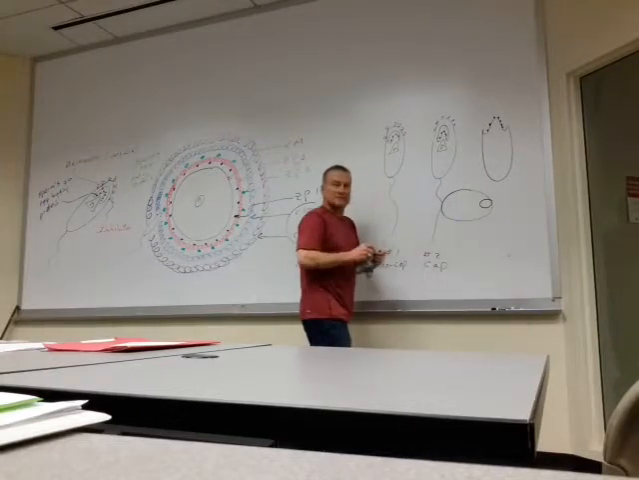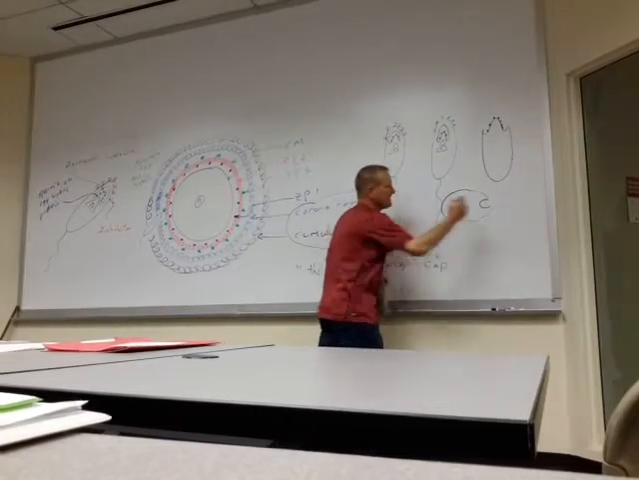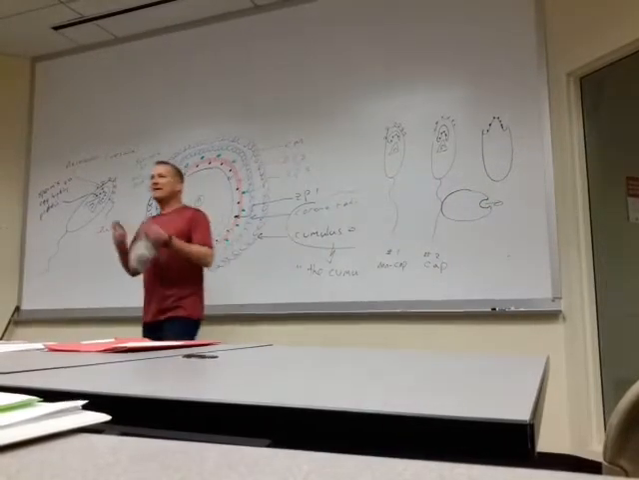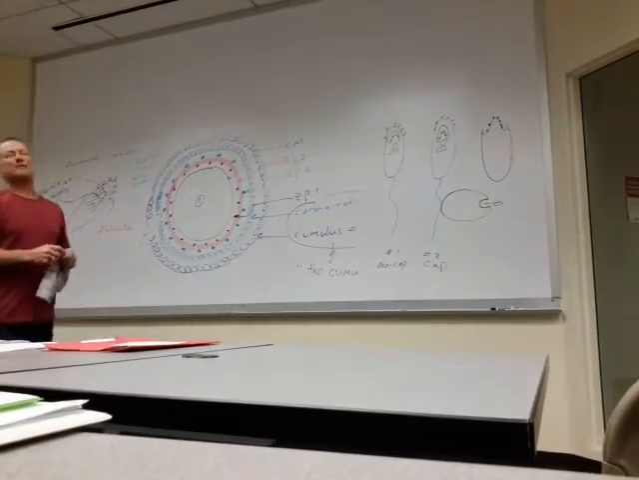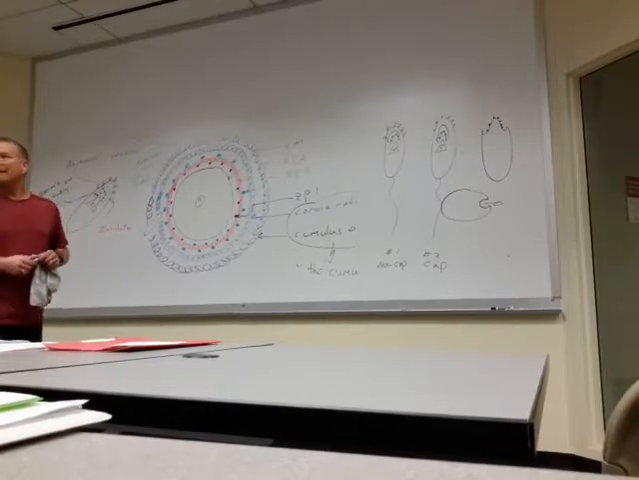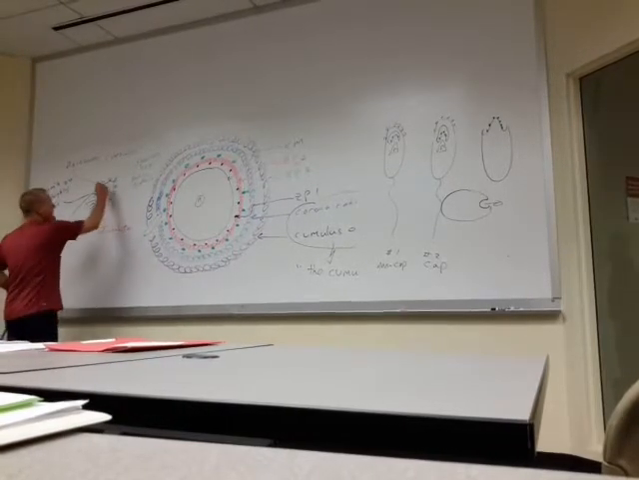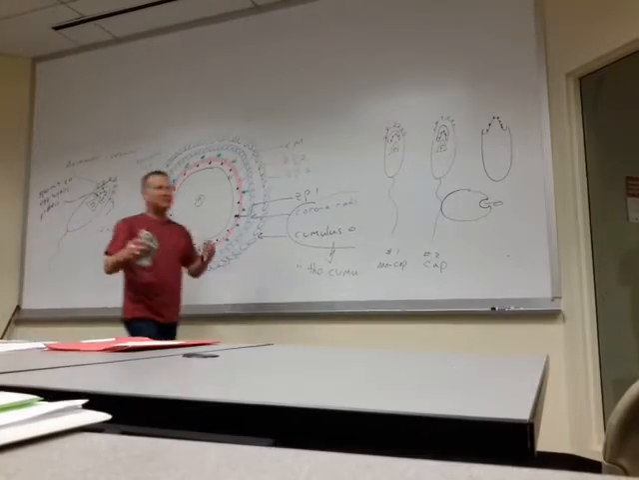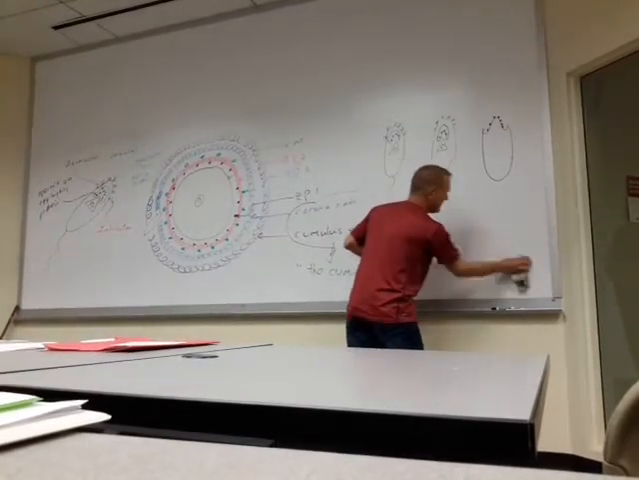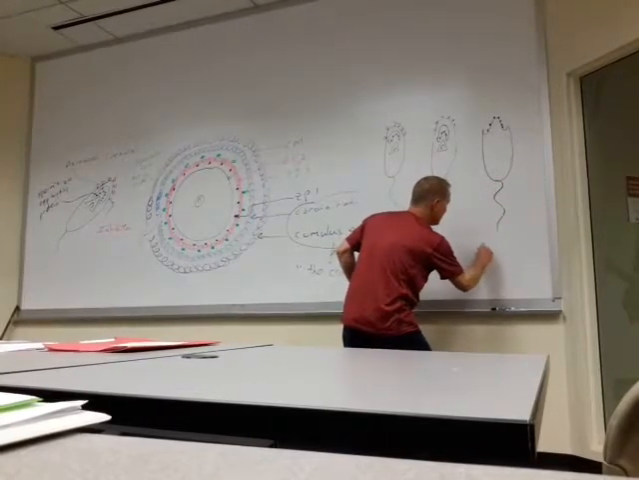A vesicle fused with the membrane, rearrangement in the membrane, vesicular contents released. Just like the release of acetylcholine at the synapse, except the vesicle's not round. It's not complicated, but it bothers people. So hopefully I've made it clear to you.